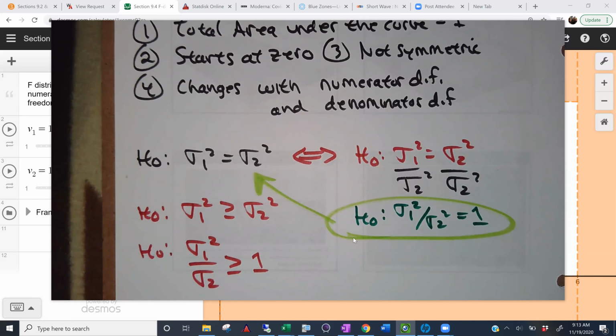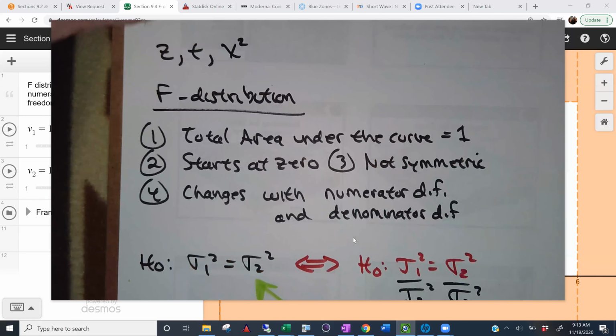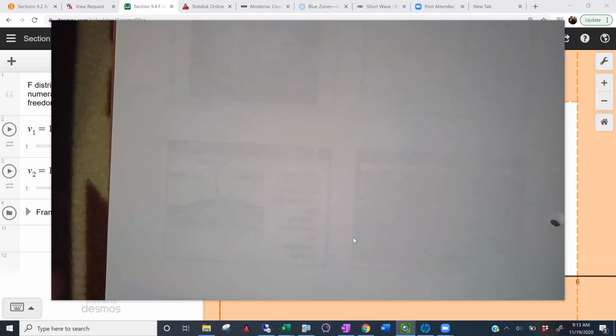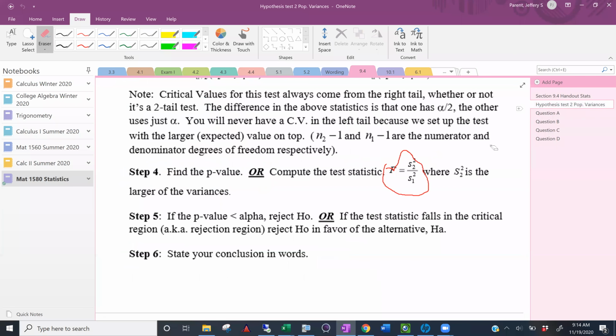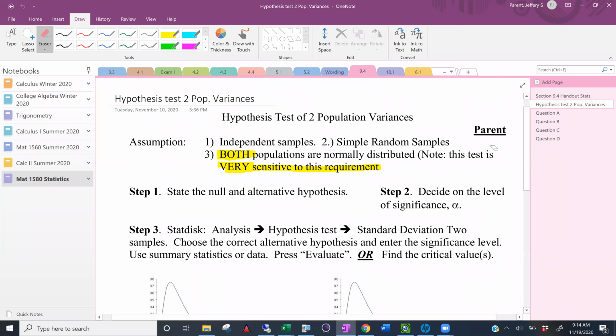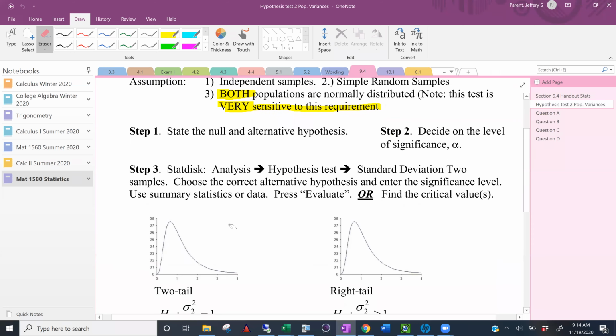Okay, so let's look at a couple examples about the F distribution and around the F distribution. Now, I think I gave you guys a handout on the hypothesis test for two population variances. Yeah, you did. So it should look like this. And a lot of this should be getting routine. State your null and alternative hypothesis, decide on the level of significance, input your data into Statistic, or at least your summary statistics.